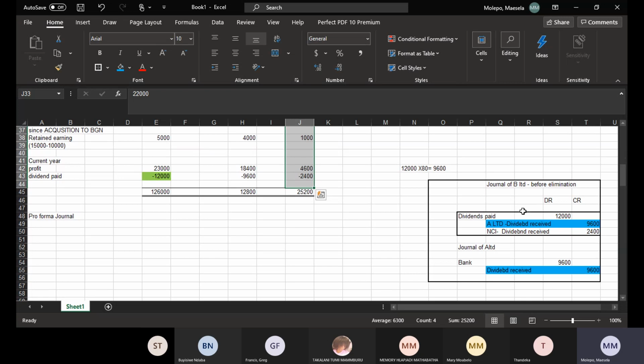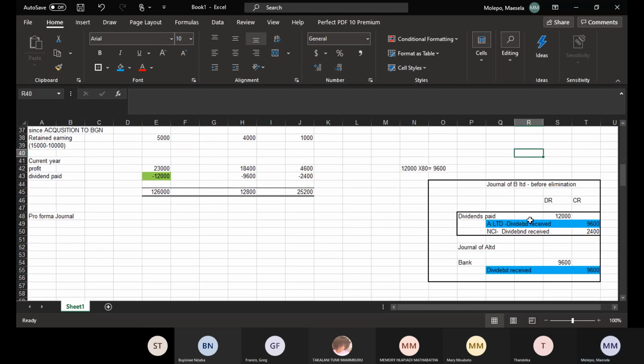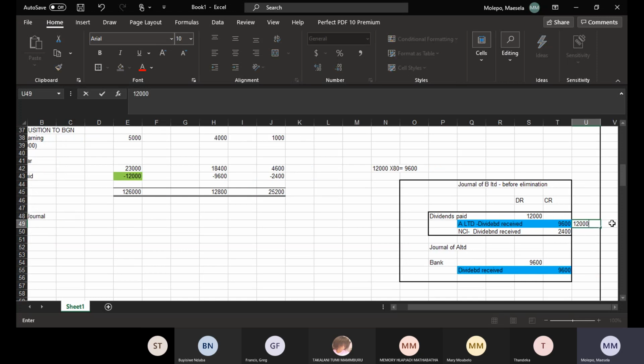On the journal for B Limited, when he will be doing his own journal, let's make it like this. Let's say you are the parent, Takalani, and I am the subsidiary. When I declare the dividend in my journal, I will record dividend paid as 12,000. This would be the dividend received by the shareholders. So initially it was supposed to be 12,000, irrespective of whether I paid you plus other people. Initially, before you and I were forming the group, it was supposed to be dividend received by my shareholders as the full amount of 12,000. You get it?